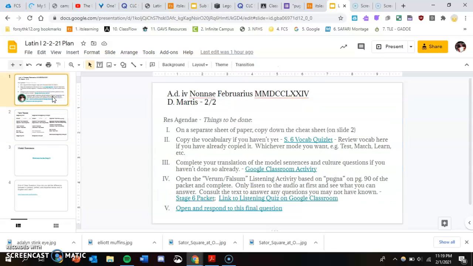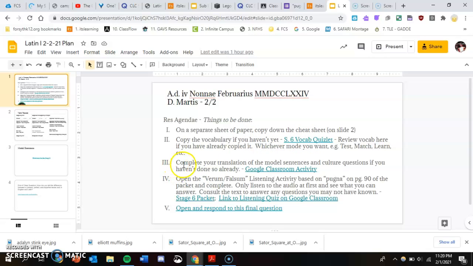The second step is to copy the vocabulary if you haven't done so yet, if you didn't the last time I was out. Here's the Stage 6 vocabulary Quizlet. You can review the vocab here after you copy it down. And you can do it in any way you want: test mode, match mode, learn mode, so on and so forth. Whichever one you think is more helpful to you. Just do it to the point that you feel like you have a general grasp of the words, and feel free to refer back to this if you need help with vocabulary later in the lesson.